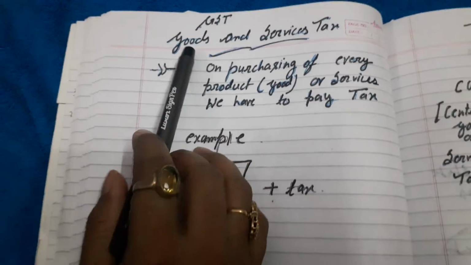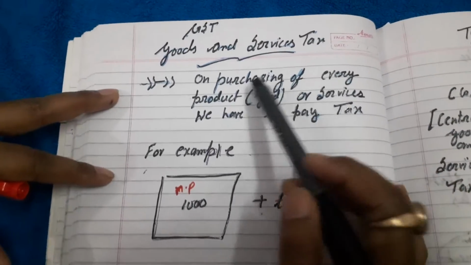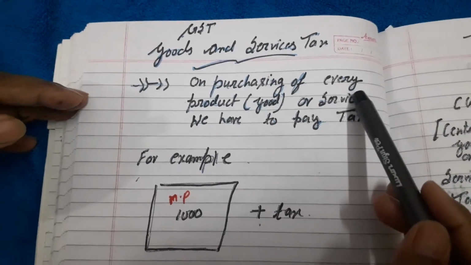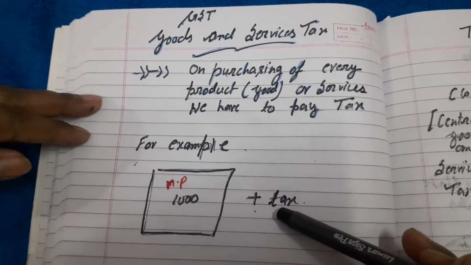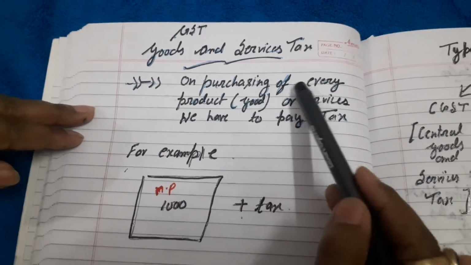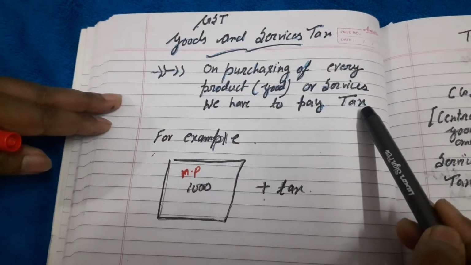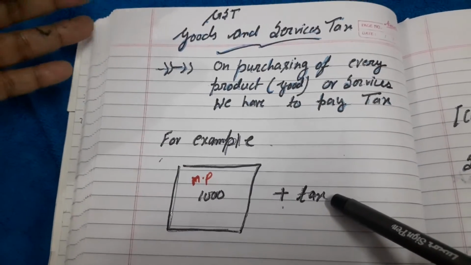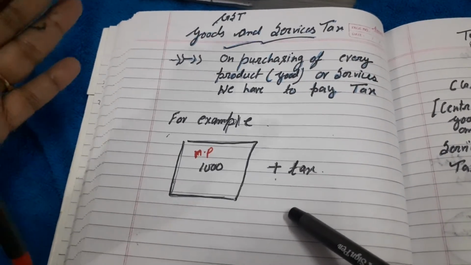What is GST? Full form of GST is Goods and Services Tax. We need to understand that whatever item we are buying or selling, on every item we need to pay some tax. So on purchasing of every product, goods or services, we have to pay some tax. GST comes inside the tax. Earlier we were learning about VAT and other taxes, but now we have to pay only GST. So we will learn about GST.